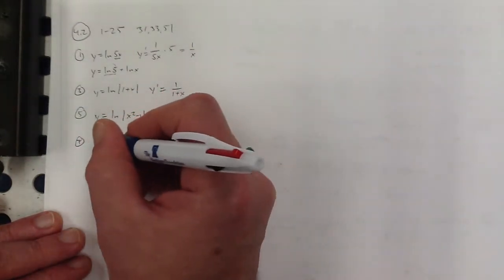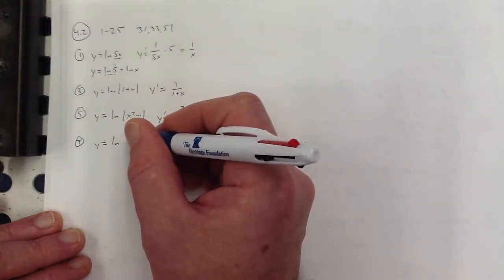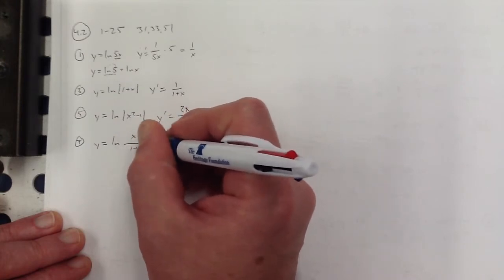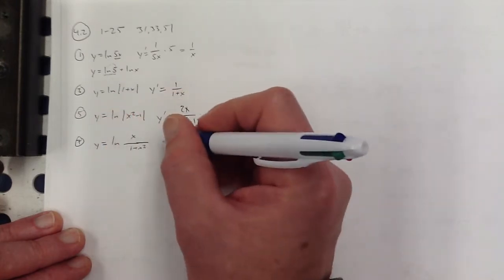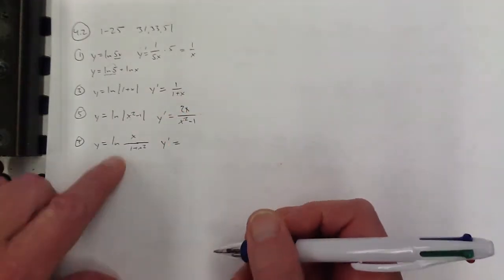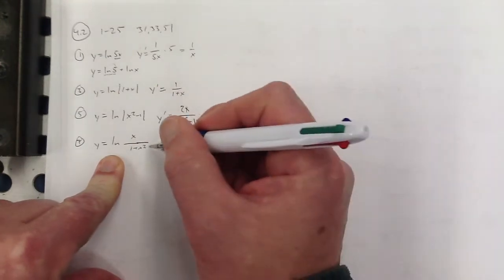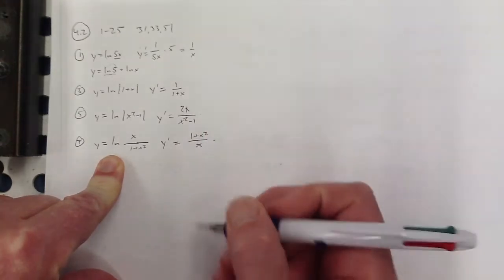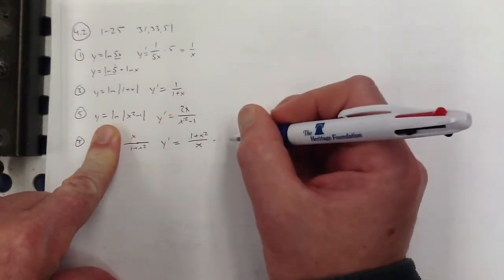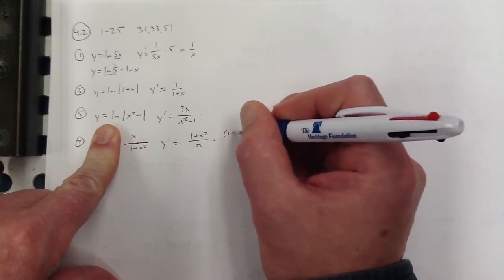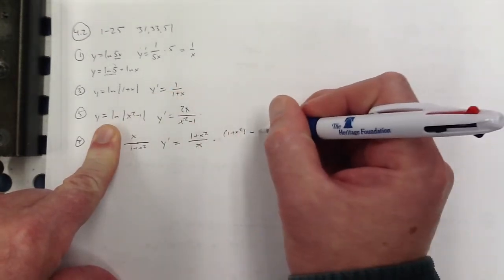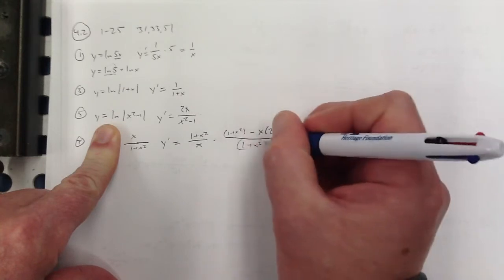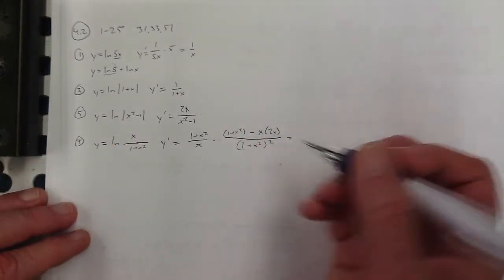How about this? Y is equal to natural log of x over 1 plus x squared. Not sure why they didn't put that one in absolute value signs, but I'll leave it like they have. So the derivative of natural log of whatever is 1 over whatever. Well, that would flip that over, times the derivative of what's inside, which is low d high is 1, minus high d low, over low low. And I don't know, you could leave it like that, I guess.